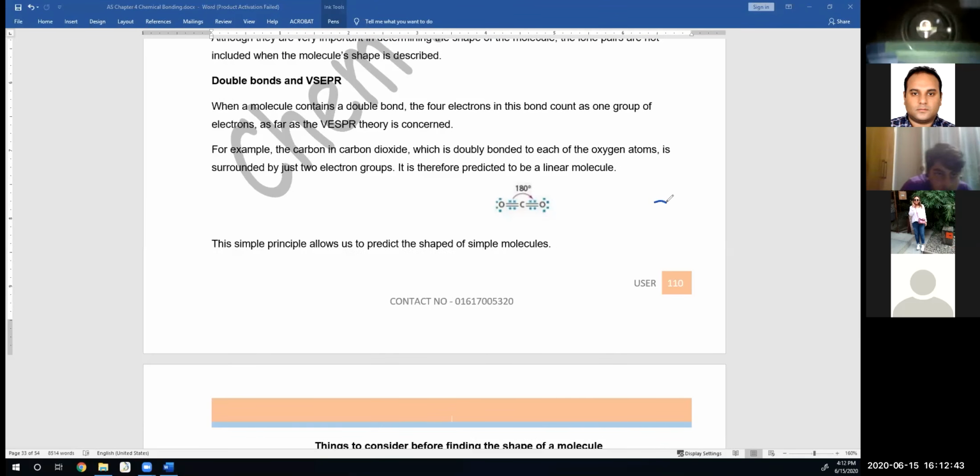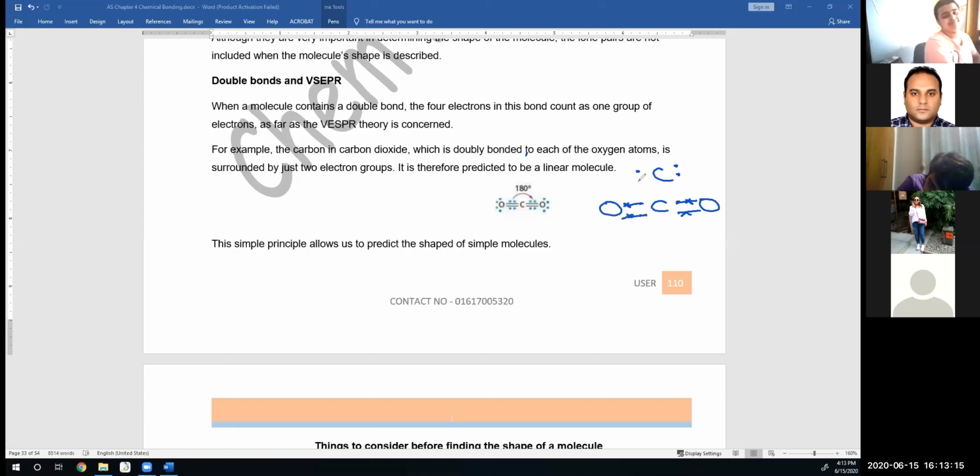So carbon has 1, 2, 3, 4 electrons. Oxygen is donating 1, 2. This oxygen is donating 1, 2. So this is a bond, this is a bond. This is a bond, this is a bond. So carbon has 1, 2, 3, 4. Oxygen has 1, 2, 3. So that's a double bond.